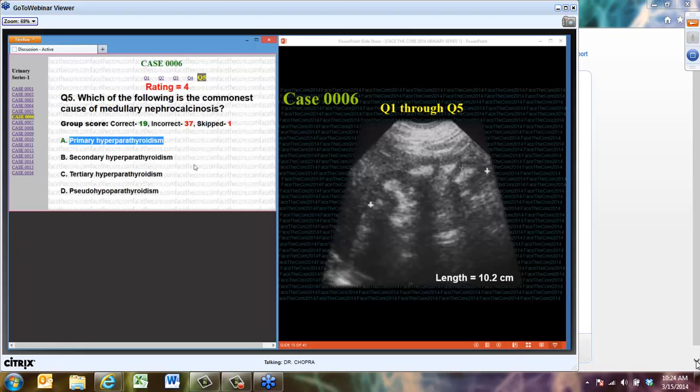Which are the other two causes? Major: renal tubular acidosis and medullary sponge kidney. So primary hyperparathyroidism most common, medullary sponge kidney, and renal tubular acidosis.